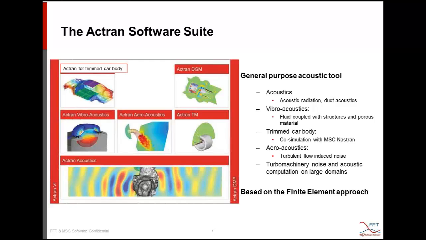Actran also has all the required physics for studying flow-induced noise with its module Actran Aeroacoustics. And finally, Actran TM and DGM are mainly focused on representing the noise sources of aircraft engines, but Actran DGM is also very well adapted for studying sound radiation with very large domains. So that sums up the physical problems that can be tackled with Actran. Of course, a graphical user interface, Actran VI, allows you to perform the simulation very easily.